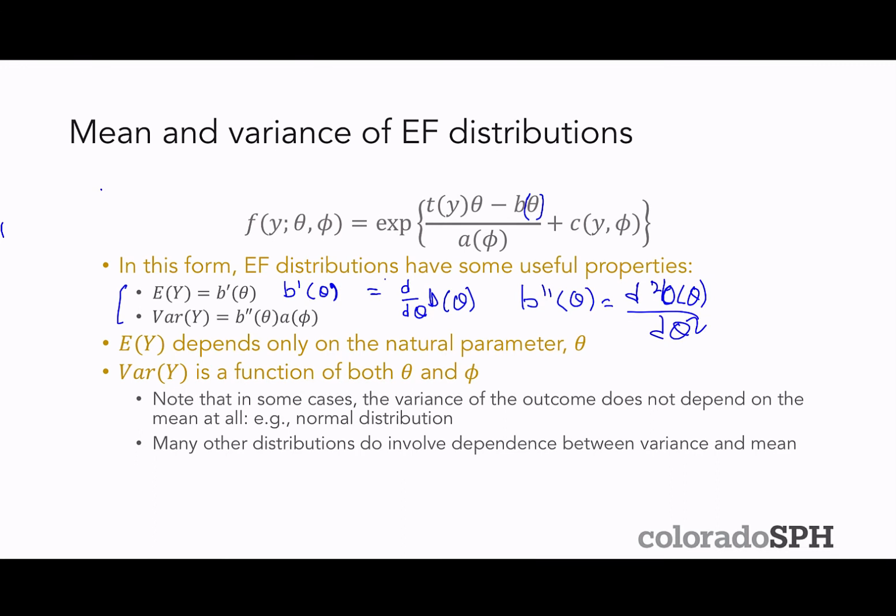Another thing to note about this is the expectation of y for exponential family distributions only depends on theta, and does not depend on phi, whereas the variance of y can be a function of both theta and phi. Though noting that in some cases the variance of the outcome does not depend on the mean at all, like in the normal distribution, though some other distributions do involve dependence between the variance and the mean.